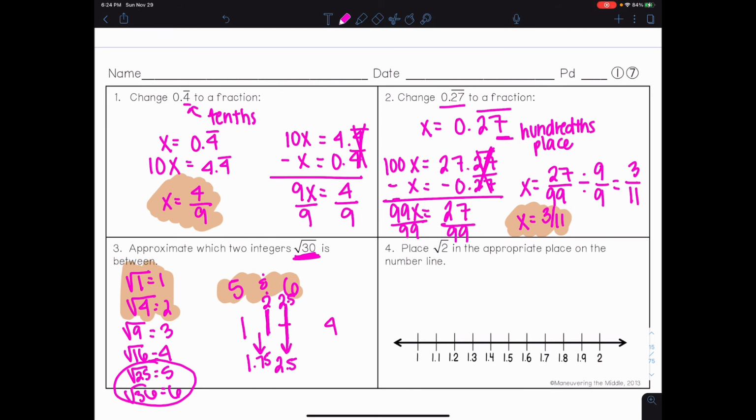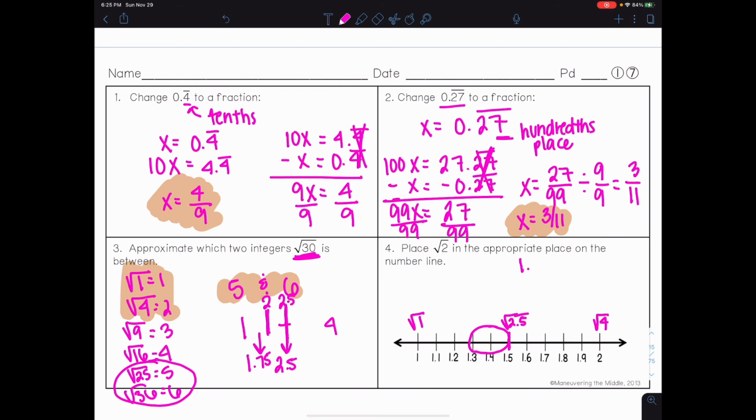Finally, number 4, place the square root of 2 in the appropriate place on the number line. So the square root of 2 is going to lie between the square root of 1 and the square root of 4. Well, if I'm looking here at 1.5, that's going to be the halfway point. So it's probably, and what's between the square root of 1 and the square root of 4? It's probably going to be about the square root of 2.5. So since I know that, my answer is probably going to lie somewhere here between 1.3 and 1.5.